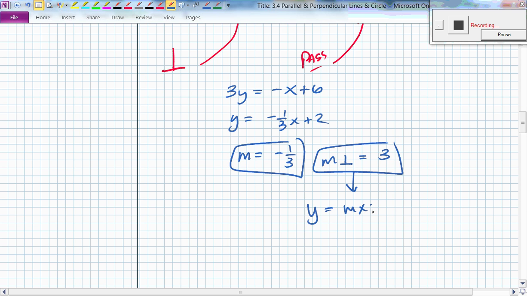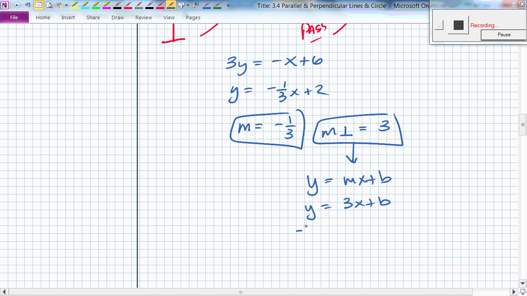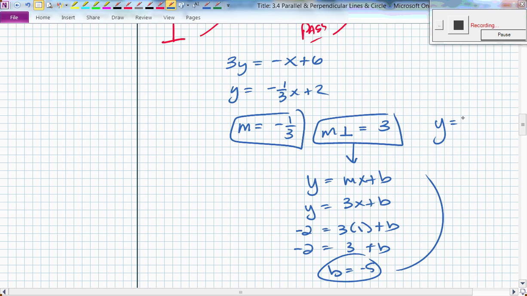So now I use this slope to get my new equation. y equals mx plus b. y equals 3x plus b. And I plug in the point that it has to go through, this x and y, which is 1, -2. So -2 is equal to 3 times 1 plus b. -2 equals 3 plus b, so b is -5. I think you are right. So our equation should be y equals 3x minus 5.